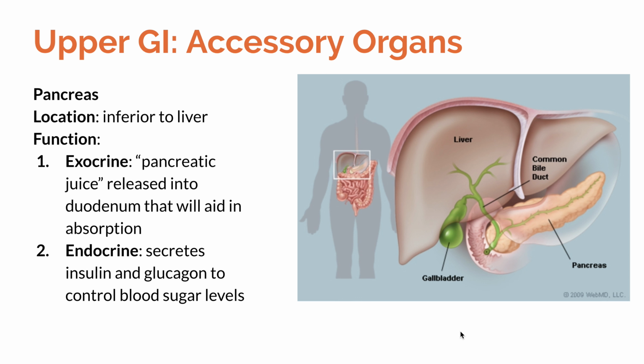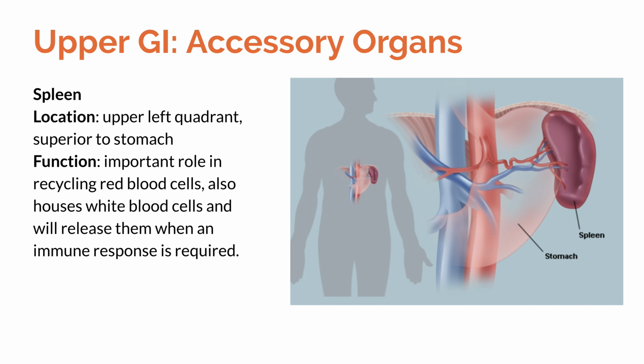And we have our spleen, which is on the opposite side of the liver, so it's in the upper left quadrant, and it's superior to the stomach. It has an important role in recycling red blood cells. It also houses our white blood cells, and when we're having an immune response, those are where our white blood cells come from. Well, some of them.